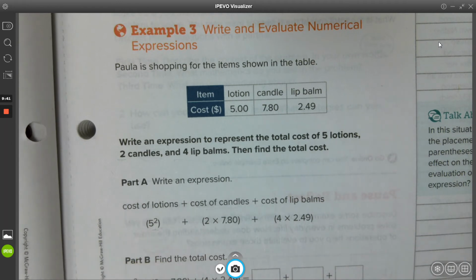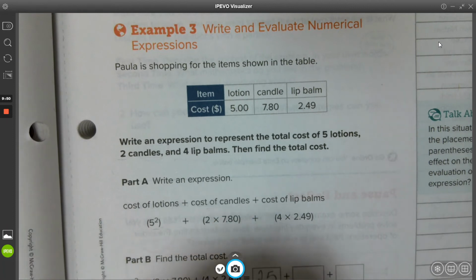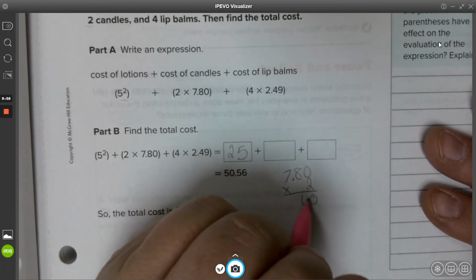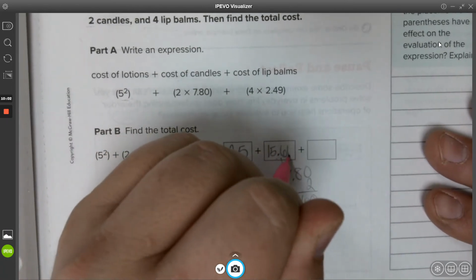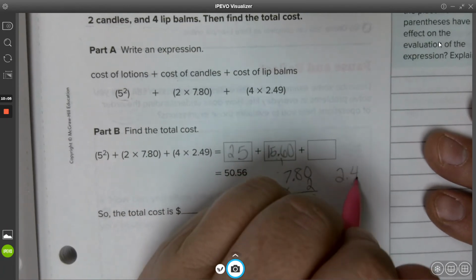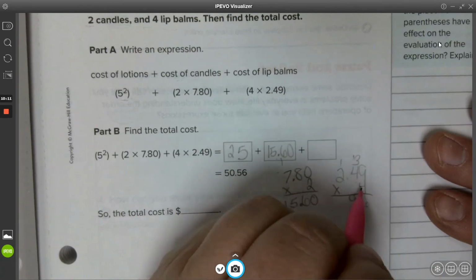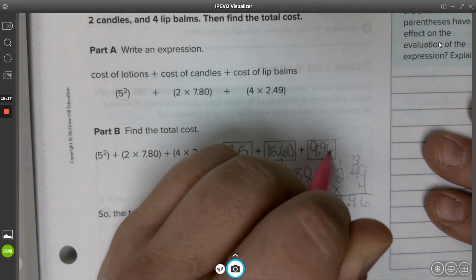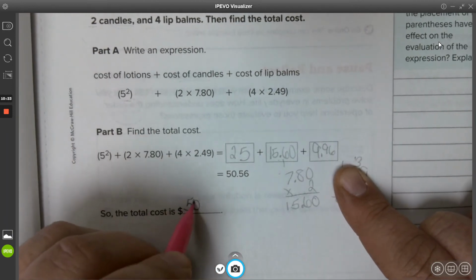So now what you would do is actually solve it. 5 squared, right? 25. 2 times $7.80. Here, got to move up a little bit. This would be $15.60. And then 249 times 4: 4 times 9 is 36, 4 times 4 is 16 plus 3 is 19, 4 times 2 is 8, plus 1 is 9. 996. Okay. Then we would add them all together and get our total cost of $50.56.